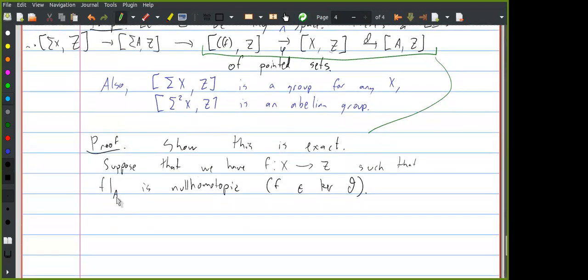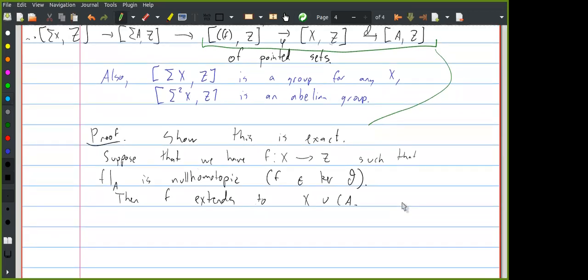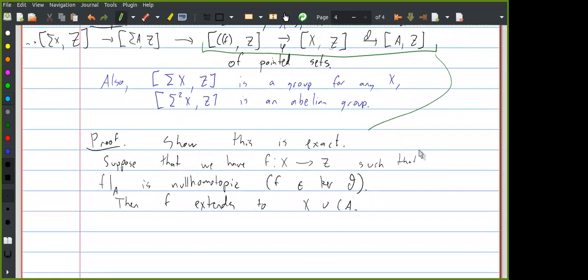There are a couple of ways to think about this. One is that the null homotopy of F restricted to A gives you a way to attach a cone on A to X and extend the map. So F extends to X union with the cone on A, where the extension is just given by the null homotopy of F restricted to A. Another way is you can use the homotopy extension property to prove this directly. So this shows that anything in the kernel of theta is in the image of phi. It extends over the cone on F.